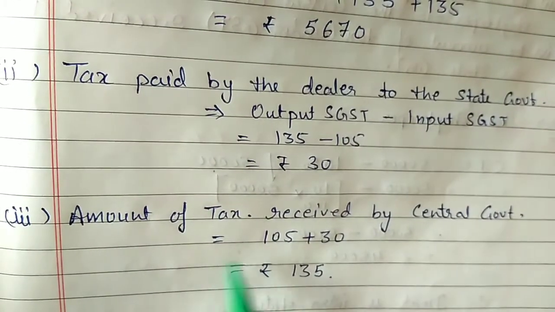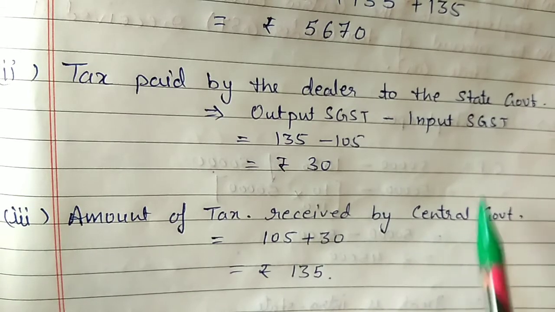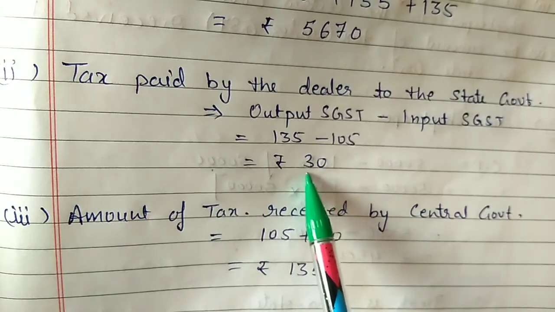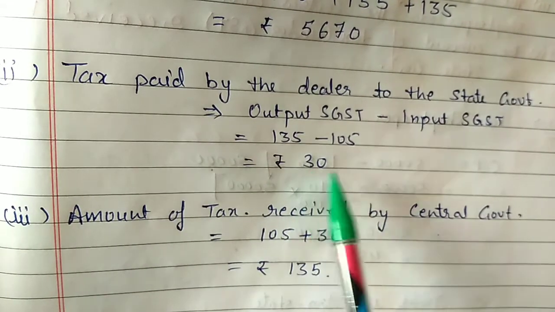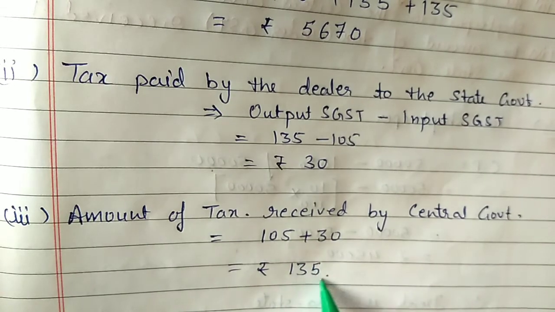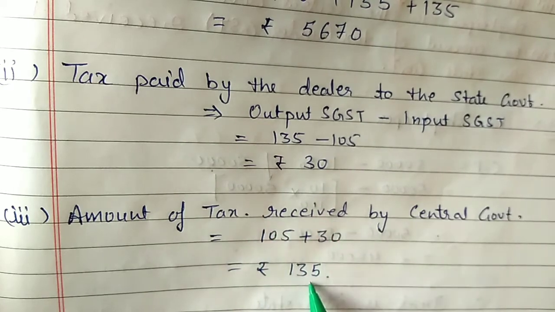Third one, tax received by the central government. So for the central government, first the dealer has paid 105 rupees, and the difference between these two CGSTs, 30 rupees, again he will pay. So total 135 rupees he will pay to the central government. So the central government will receive 135 rupees.